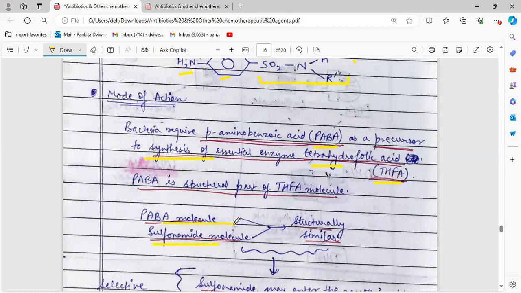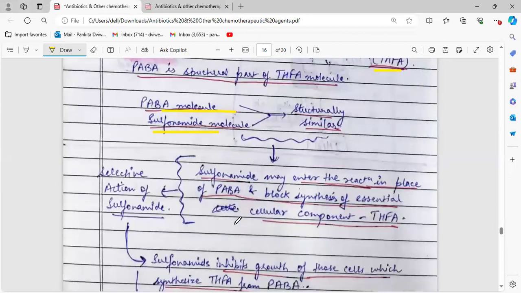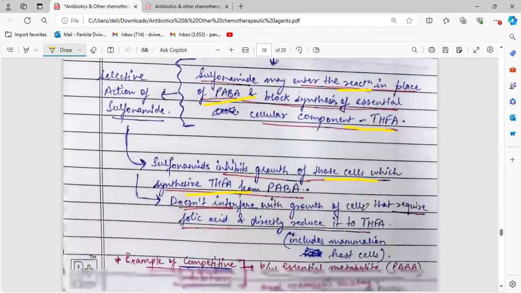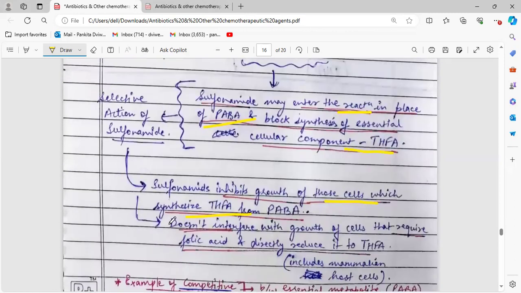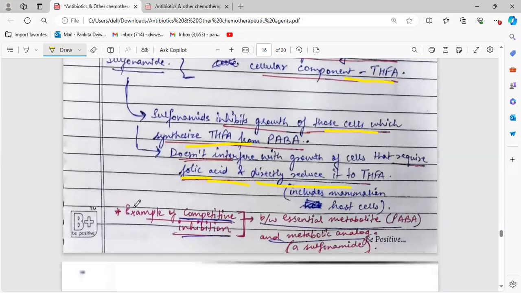the sulfonamide molecule is similar in structure to the PABA molecule. So what happens is that the sulfonamide enters the reaction in place of PABA and it blocks the synthesis of THFA in the cell, due to which it inhibits the growth of cells that synthesize THFA from PABA. And the sulfonamide does not interfere with the growth of cells requiring folic acid, and it directly reduces it to THFA as in microbial cells, as well as the mammalian host cells also.